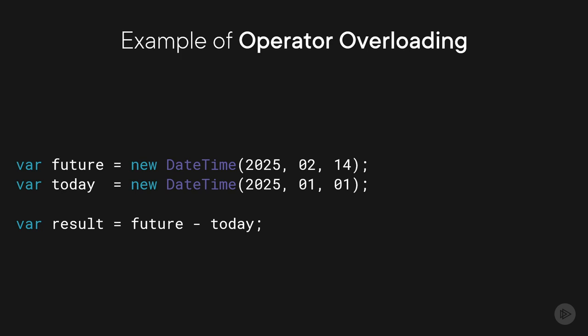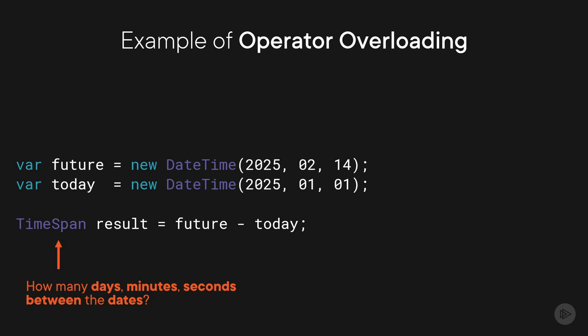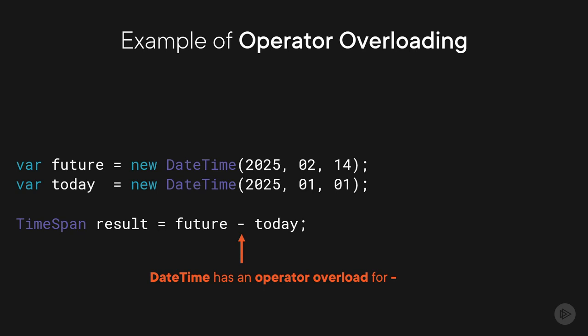If we subtract, this will result in a completely different type. This is a TimeSpan, which will give you the total days, minutes, seconds, and so forth that have elapsed between these two dates. This is a great example of where overloading an operator makes total sense.